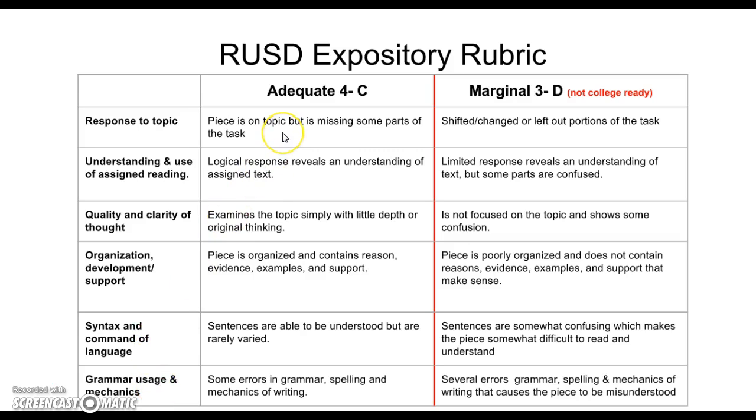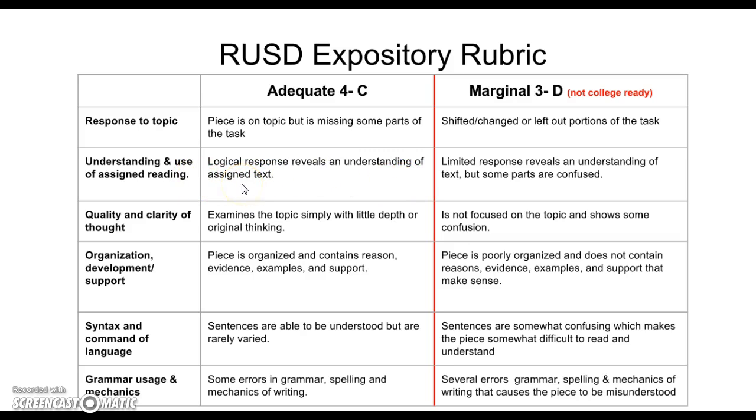If you received a 4, that's basically saying that your paper's on topic, but it's missing some parts of the task. So maybe you didn't address all parts of the writing prompt, which a lot of you didn't do. A 3 shifted, changed, or left out portions of the task. We've seen a lot of this happening too. You may have started on task with your thesis statement, but as you got into body paragraphs 2 and 3, you totally went off topic.